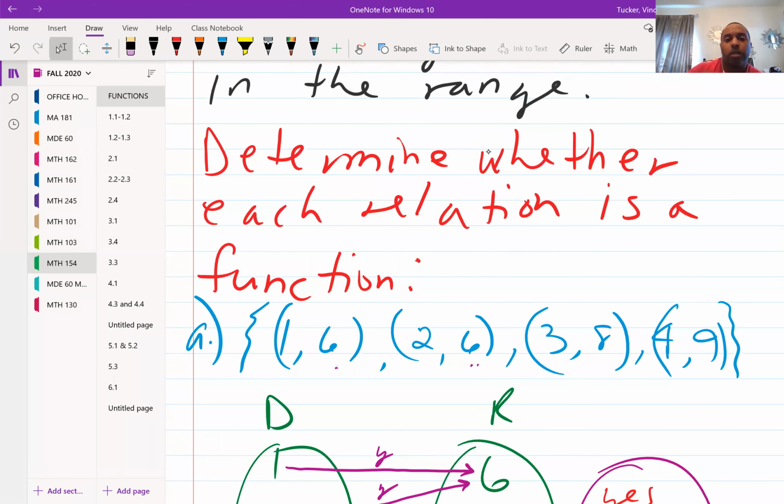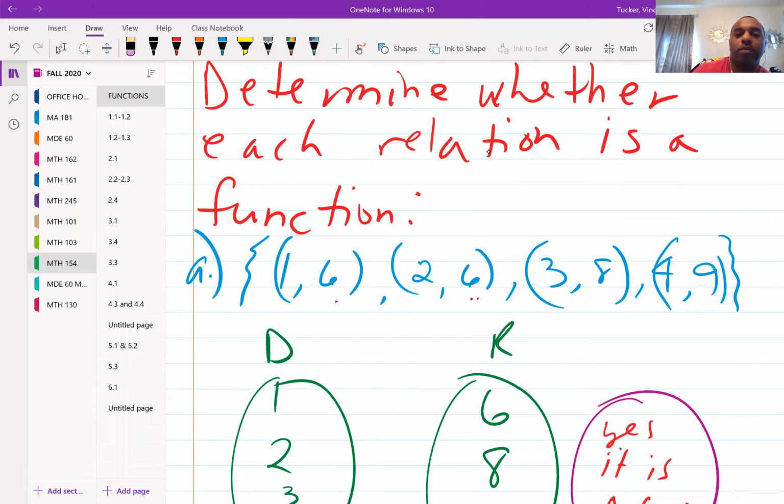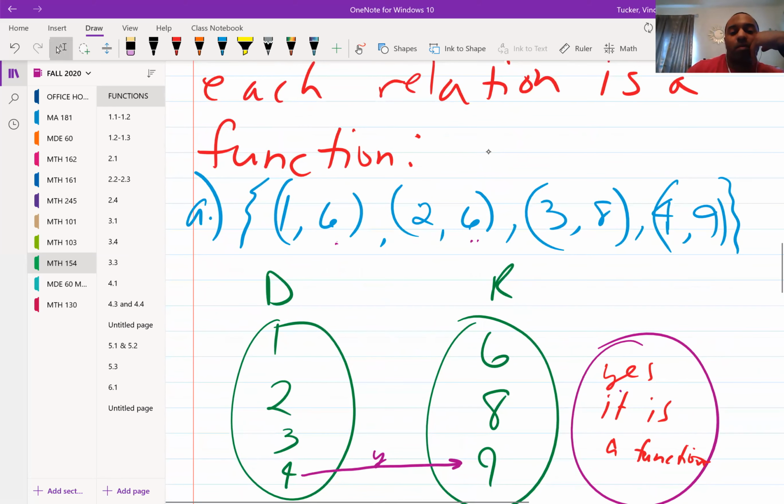All right. So here, determine whether each relation is a function. So we have 1, 6, 2, 6, 3, 8, and 4, 9 as ordered pairs of this relation. Now I'm going to erase this stuff and we'll walk through how we determine whether it's a function or not. All right. So our domain is 1 through 4, 1, 2, 3, 4. Our range is 6, 8, and 9.